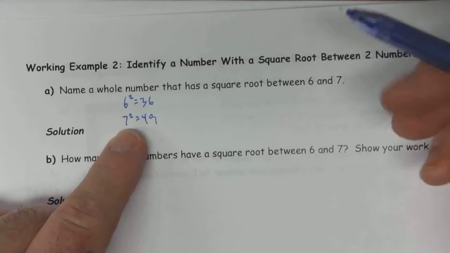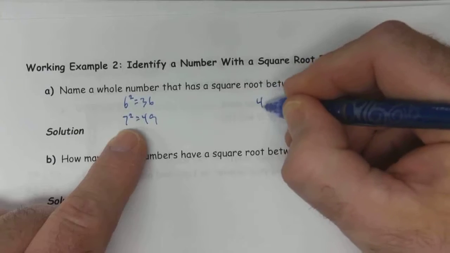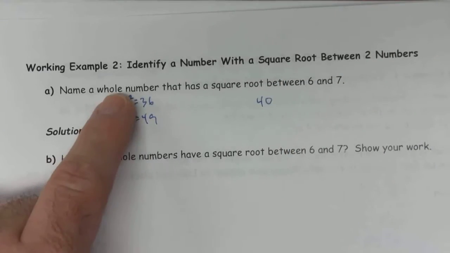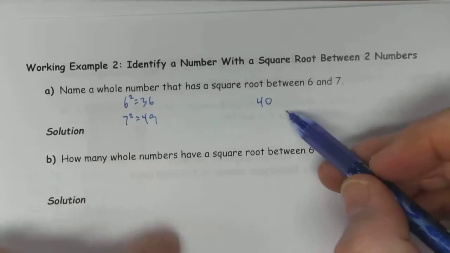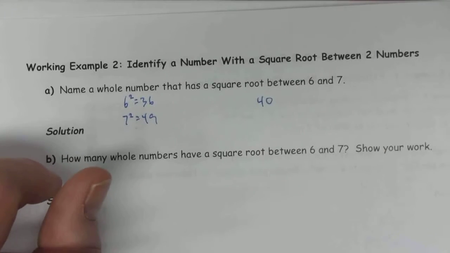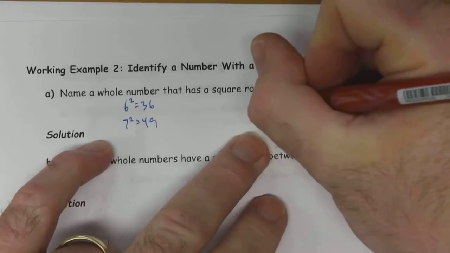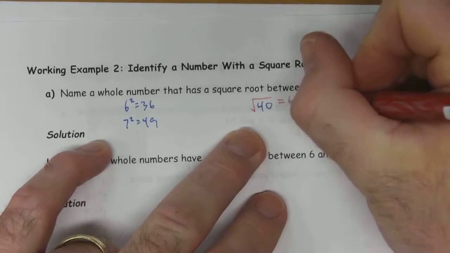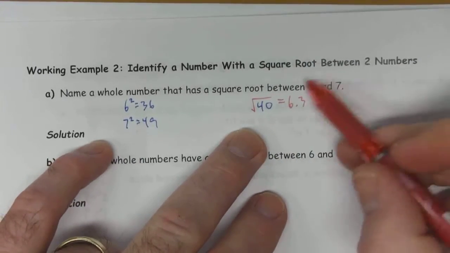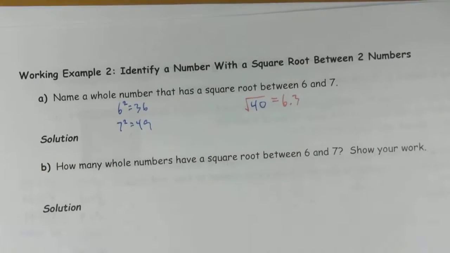So we could say that the number 40 is a whole number that has a square root between 6 and 7. And if you wanted to double check it with a calculator, the square root of 40 is equal to 6.3, which means it's between 6 and 7, so that's good.